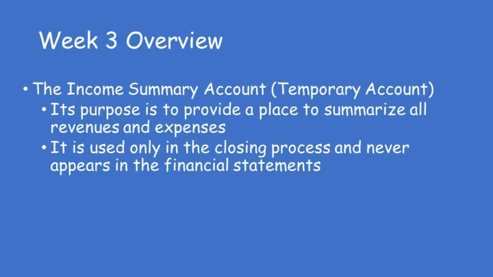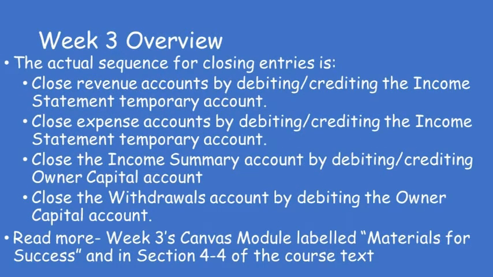But here's how the sequence works for the closing entries. First, you close the revenue accounts by either debiting or crediting the income summary, that temporary account. And then 2, you close the expense accounts by debiting or crediting the income summary temporary account again. And then 3rd, you close the income summary account, that temporary account, and you either debit or credit the owner's capital account, based on whether it's a gain or a loss for the period. And then you close the withdrawal account by debiting the owner's capital.